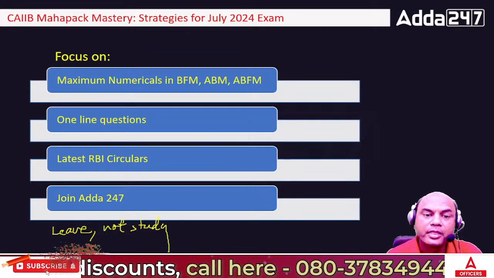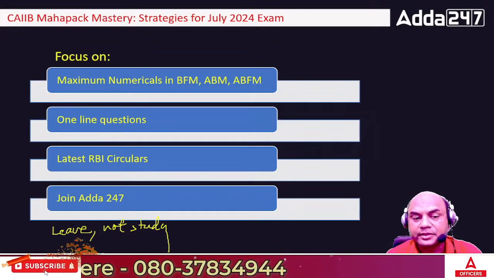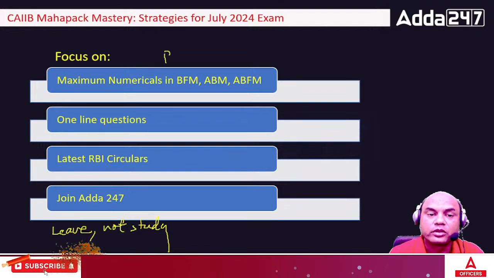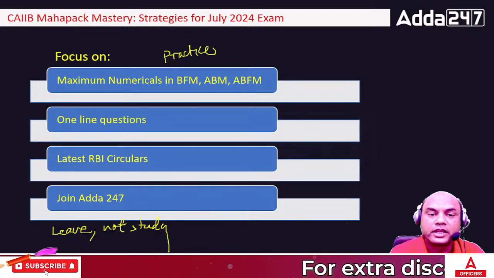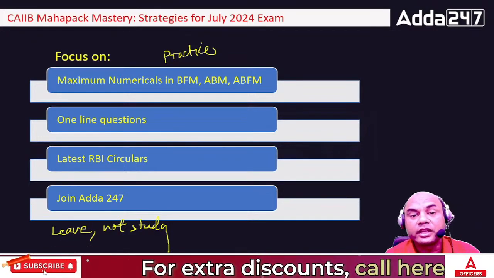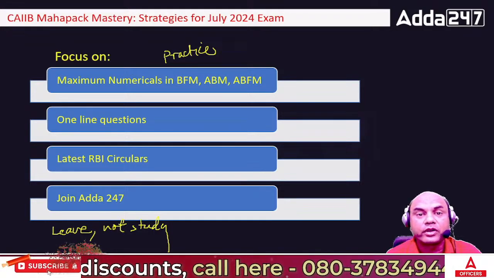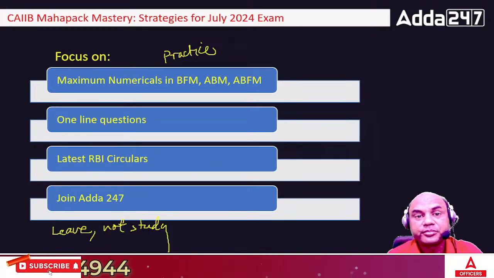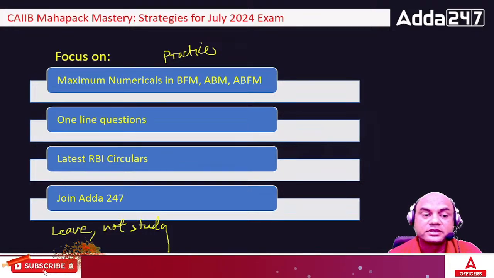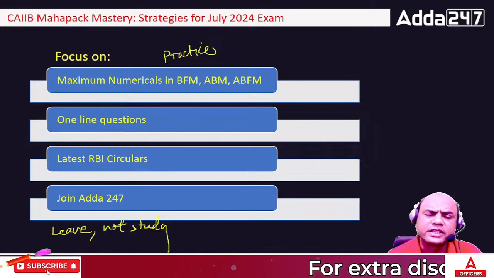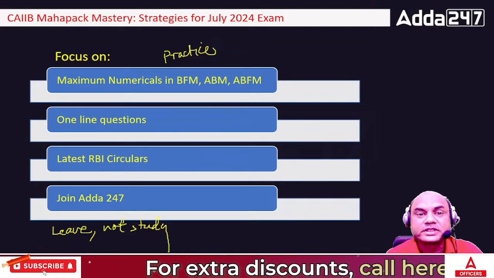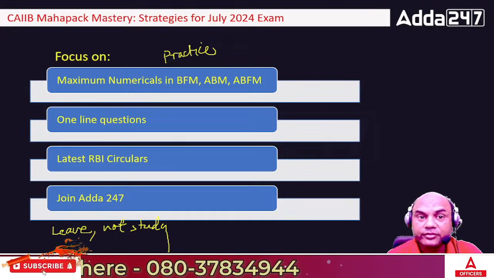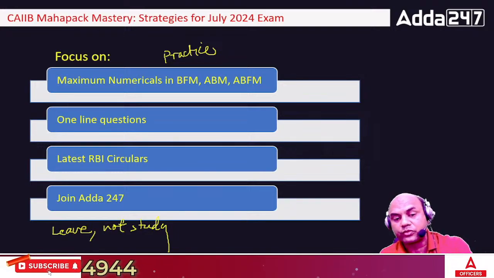Maximum numericals are there in these three subjects. Follow them without fail. Practice, practice and practice on numericals. There is no other option. At Adda 24/7, in Mahapack, we give you separate tests, separate ebooks, and separate numerical tests. One line questions are there. Same as exams, you get around 5 to 6 tests per subject. Latest RBI circulars as well. And join Adda 24/7 without fail.